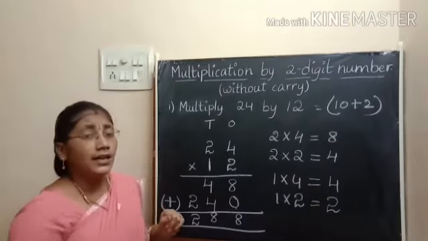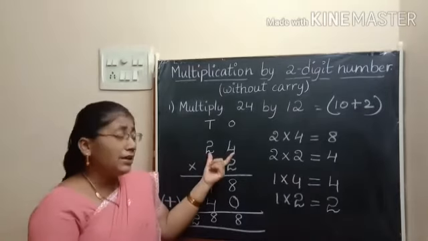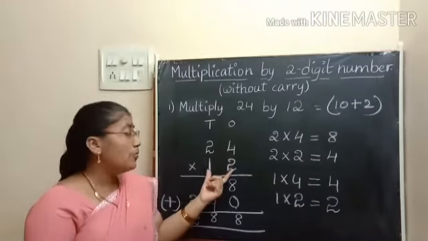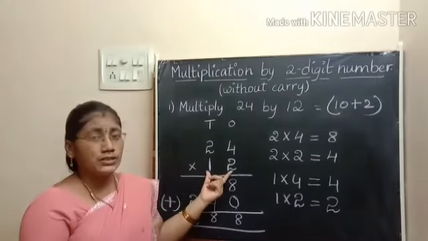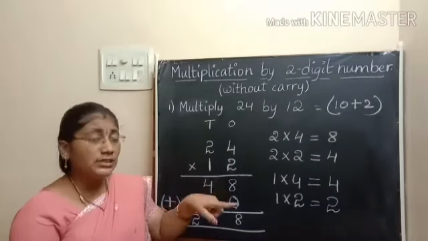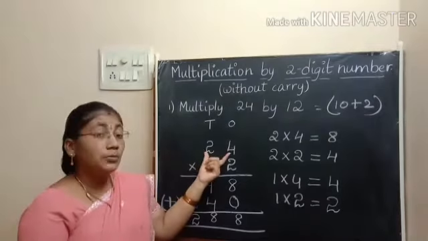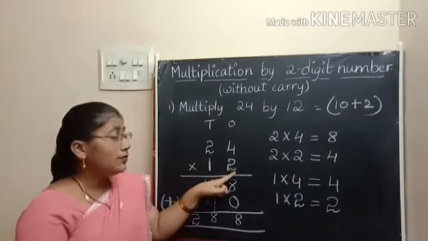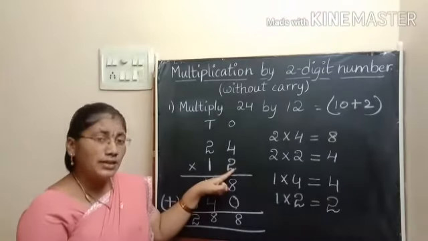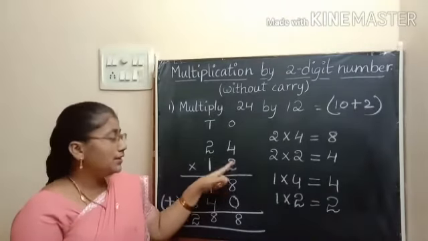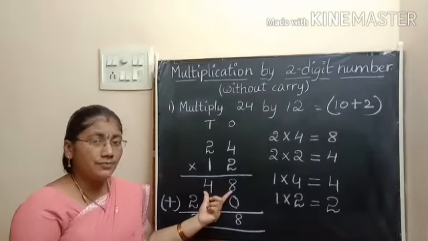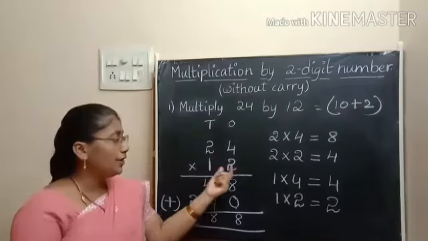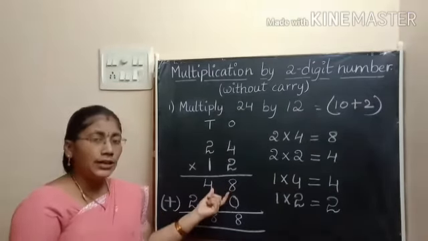Look here, children. Here the multiplicand has 2 digits and the multiplier also has 2 digits. First we should multiply the multiplicand, that means each and every digit of the multiplicand, with the digit in ones place of the multiplier. The result is 48. By multiplying 24 and 2, we get 48.